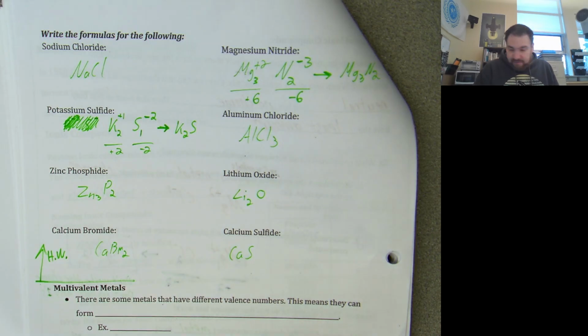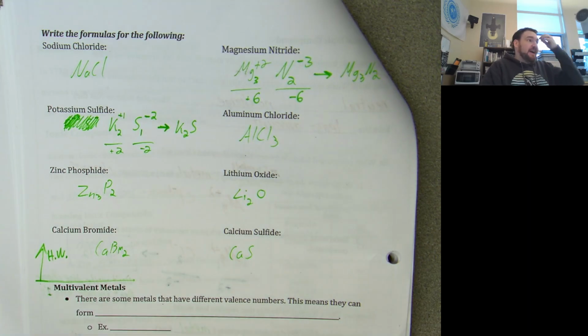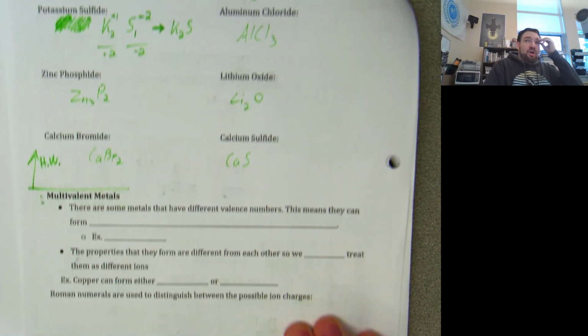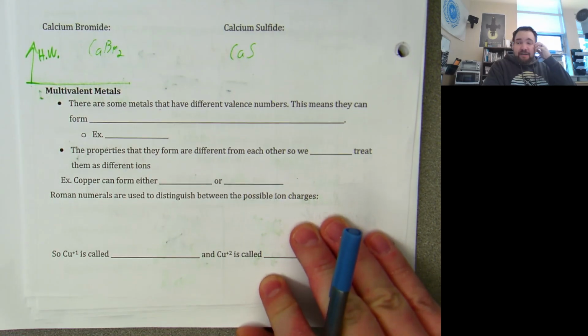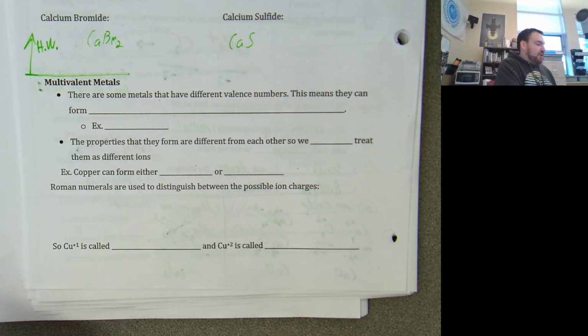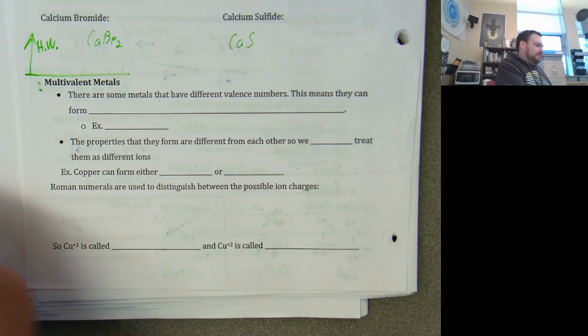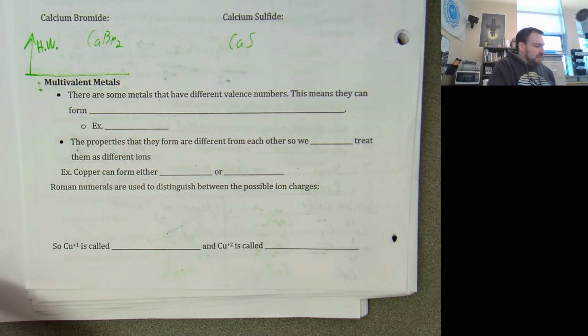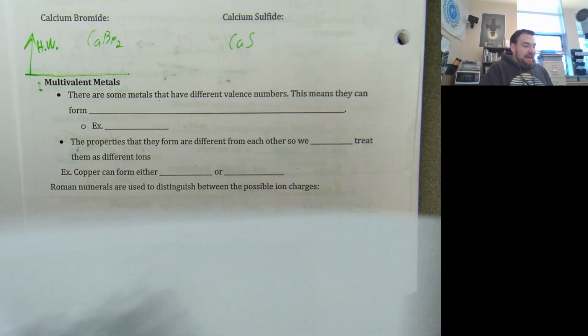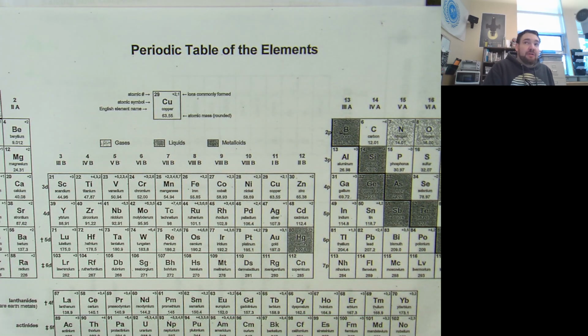So today, we're going to look at the rest of all of the ionics, which should all be reviewed from stuff you did in grade 9. We're going to start with something called the multivalent metals. There are some metals that have different valence numbers. Now, a valence number is another way of saying the ion charge.